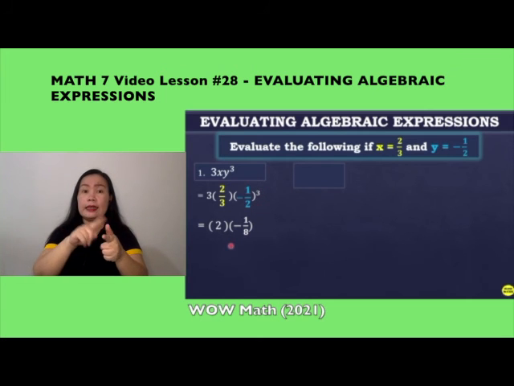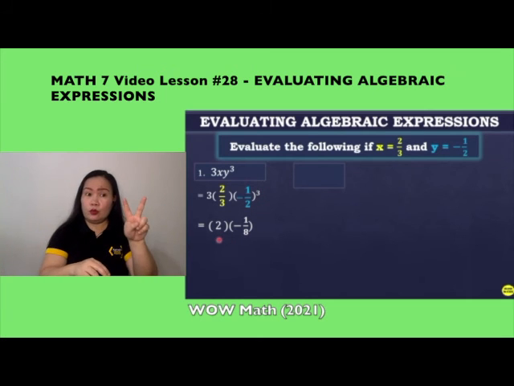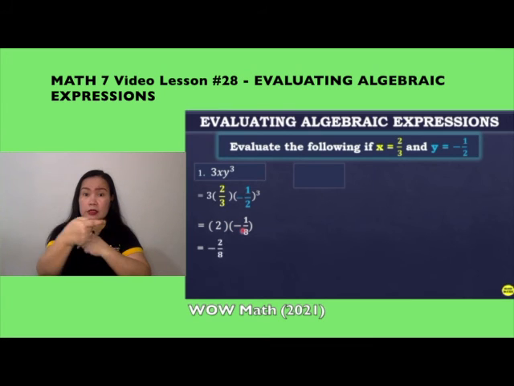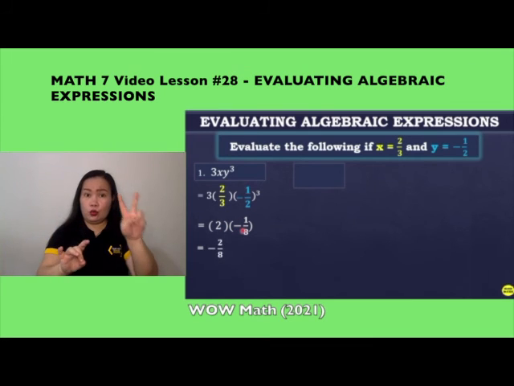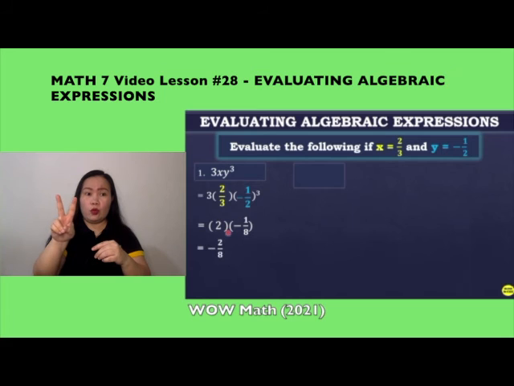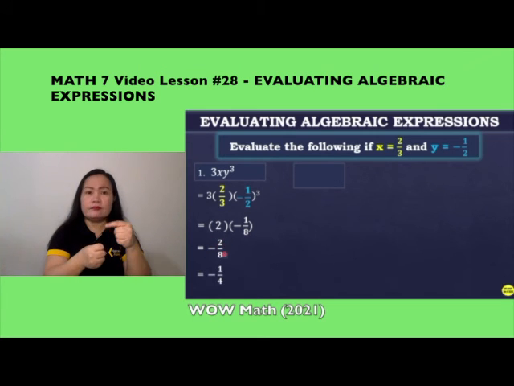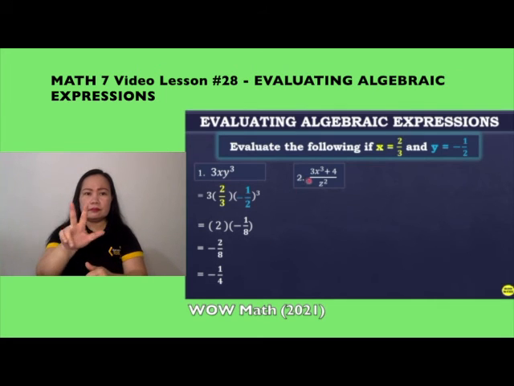Okay? So, I have 2 times negative 1 over 8. So, what are you going to do is to multiply. So, 2 times 1, that is 2. And then over 8. Now, since negative, magkaiba ng sign. So, negative ito. And then, simplify natin. That is negative 1/4. Okay? Next. So, I have 3x cubed plus 4 over z squared.